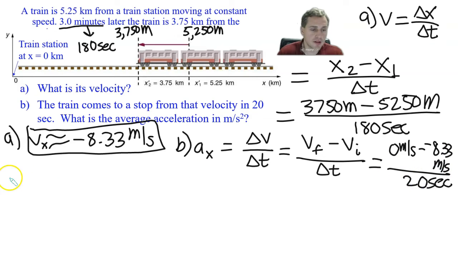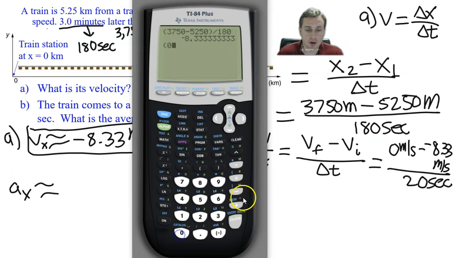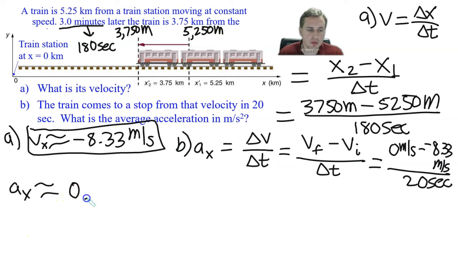So let's get this acceleration: 0 minus negative 8.33, and we'll divide that by 20. Okay, so we've got 0.4165. So let's round that to 3 significant digits, 0.417 meters per second squared.